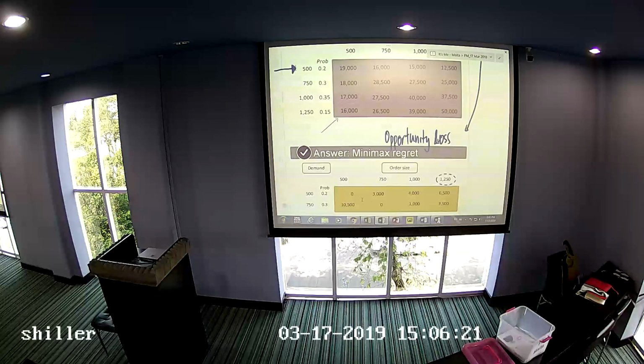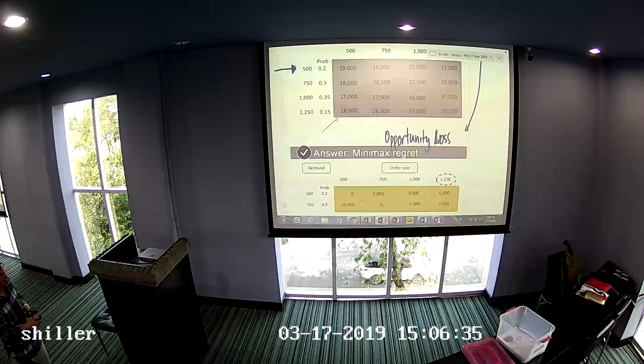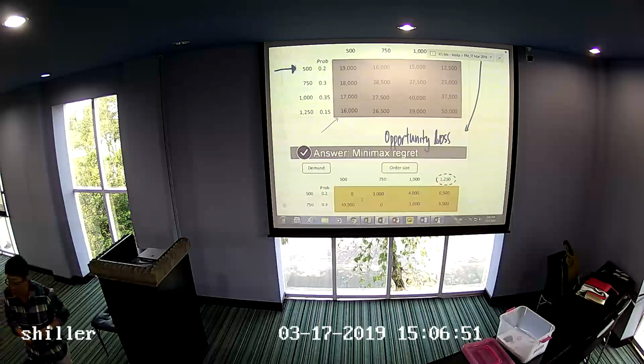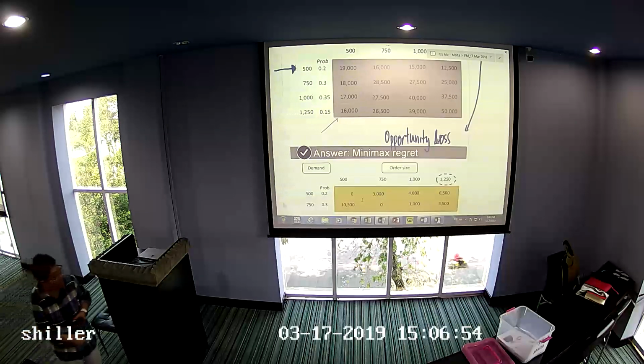Look at the next line here on the top. If the demand in the market is 750, what is the best choice? What's the best choice if the demand was 750 in the market? Oh, this one here. So, if I chose 750, my regret will be 0. But if I chose 500, what's my regret? 28,500 minus 18. It's 10,500 regret. You got that? Okay? How about here?